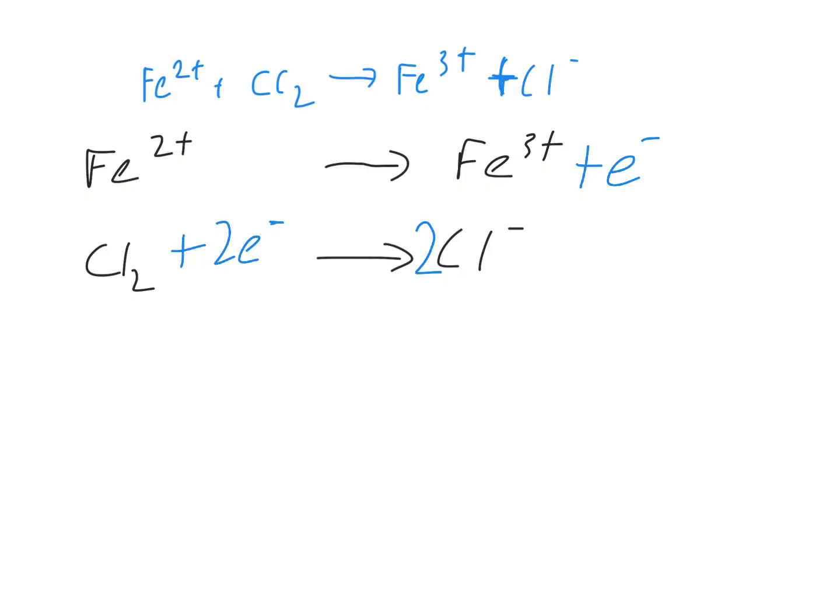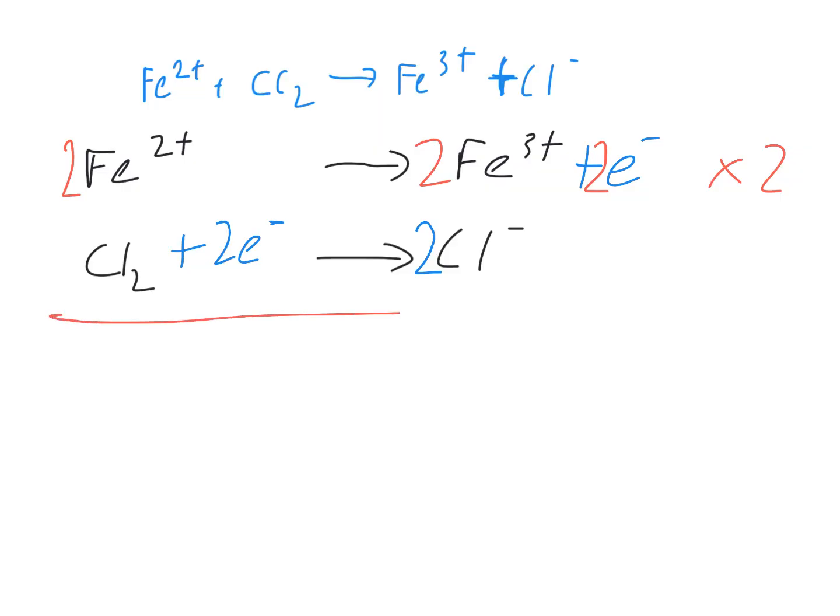Okay, so now we're going to combine these two equations together. But to combine them together, we've got to make sure our electrons are equal. And that's not the case currently. We've got 1 electron on the first and 2 in the second. So we've got to multiply the entirety of the first equation by 2. That will give us a 2 there, a 2 there, and change that to a 2 as well.